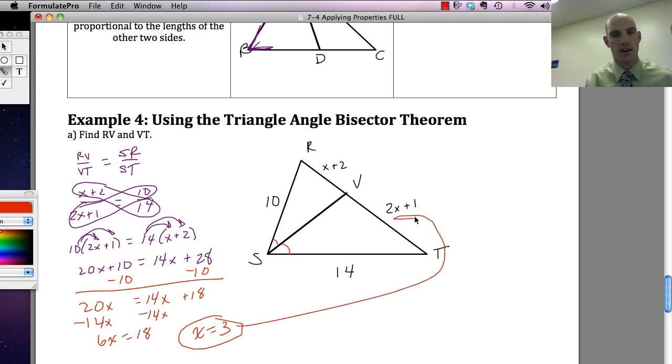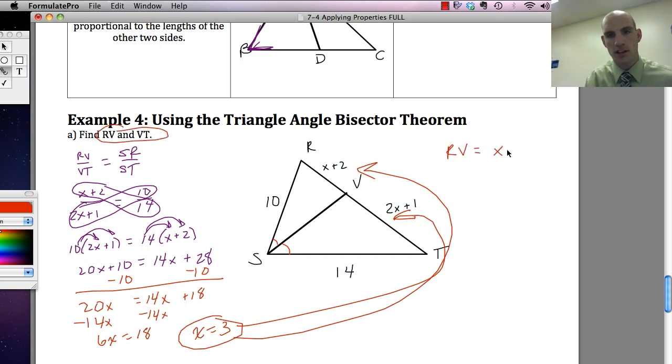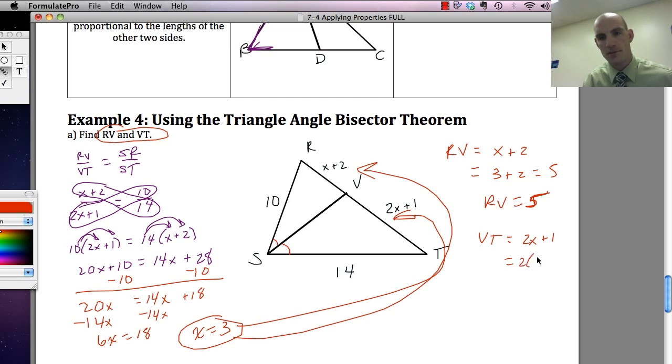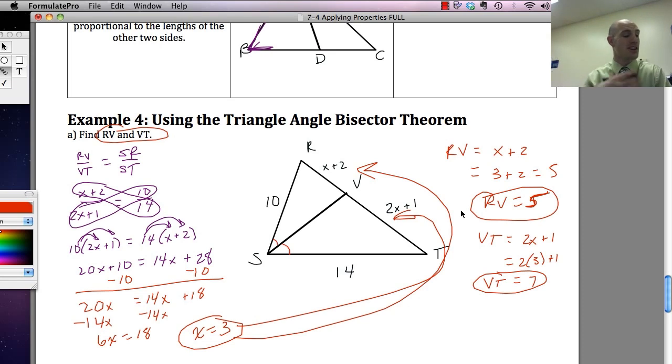Now, I use that here, and I use that here because I want RV and VT. So RV equals x plus 2 equals 3 plus 2 is 5. So RV equals 5. That is the worst 5 I've ever seen. VT equals 2x plus 1, and that's 2 times 3 plus 1, which is 7. So VT equals 7. Don't give up on the problem, guys. Just because you found x, you need to make sure you go through and you find what it is that you're actually trying to solve for. So in this case, it was RV and VT, so we're good.